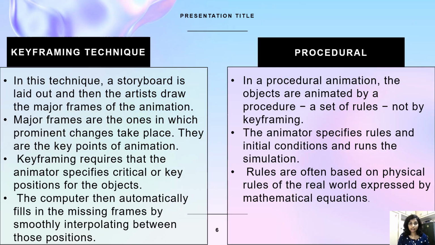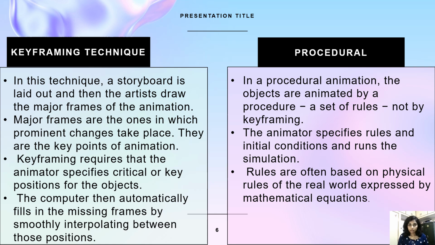Keyframing technique. In this technique, a storyboard is laid out and the artist will draw only the major portion of an animation. The major frame is one which contains all the major changes in that animation, an important shot of that animation. They are the key points of the animation also. So the major work of an animator is to specify these major scenes or any important object changes that are going to happen in an animation. The computer then automatically generates the remaining frames, that is the missing frames, by interpolating between those positions.